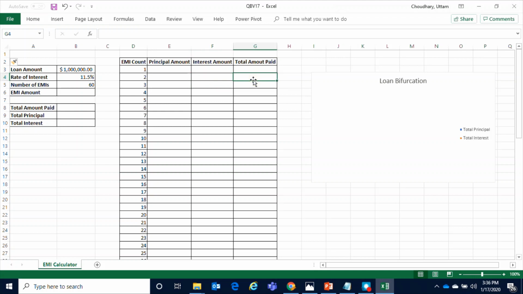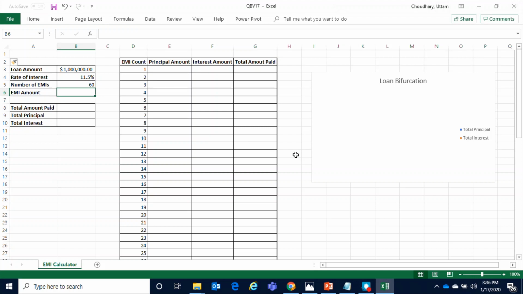So all of this calculation is more of a financial calculation, and we will see how to draw that. It's pretty simple. Before we go ahead, let's look at how to derive the EMI amount.